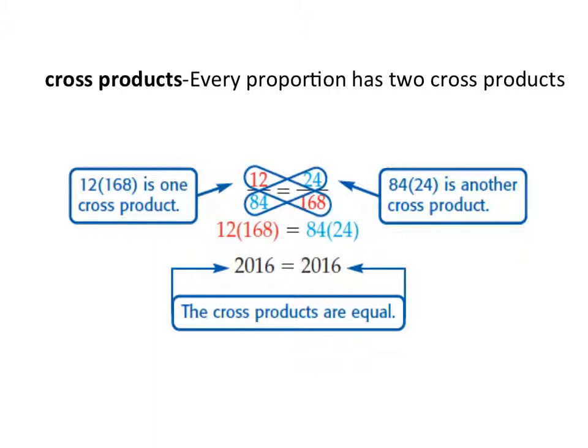12 is across from 168, so think of it as going from top to bottom. And then we're going to multiply 84 by 24. Think of it as going from bottom to top. We're going to remember to put our equal sign between the two. So 12 times 168 is equal to 84 times 24. With our calculator, we find out they're both equal to 2016. So these two ratios are a proportion because they are equal to each other.